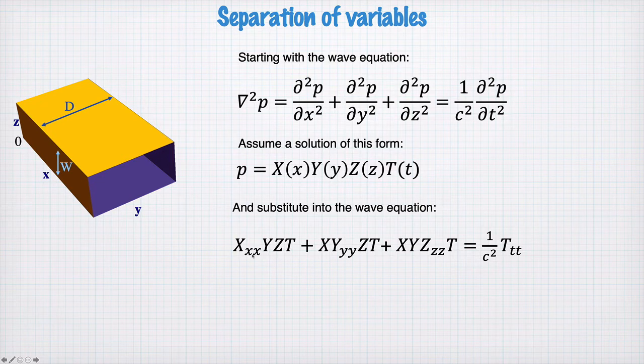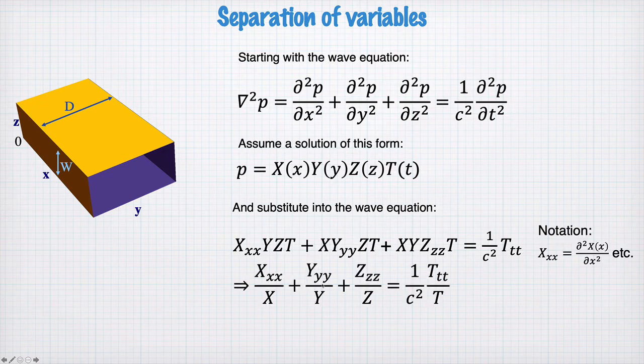If we substitute this solution for p into our wave equation, then we get something that looks like this, where these X double prime, Y double prime, Z double prime, and T double prime indicate the second order derivatives, like this. Now what this means, if we divide through by p, we divide through by the function X times Y times Z times T, we get this equation here.